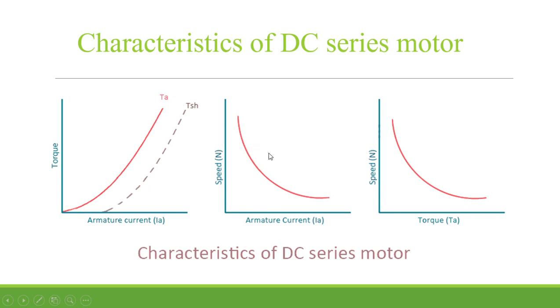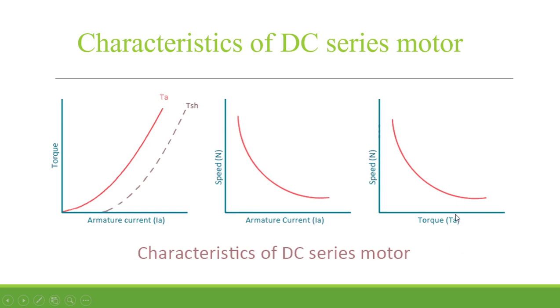Now coming to speed versus armature current. As we know, the back EMF is directly proportional to flux into speed, and the flux for a DC series motor is directly proportional to armature current. So speed and armature current will be inversely proportional to each other. That simply means for smaller values of armature current we will be having high speed, and for larger values of armature current we will be having low speeds.